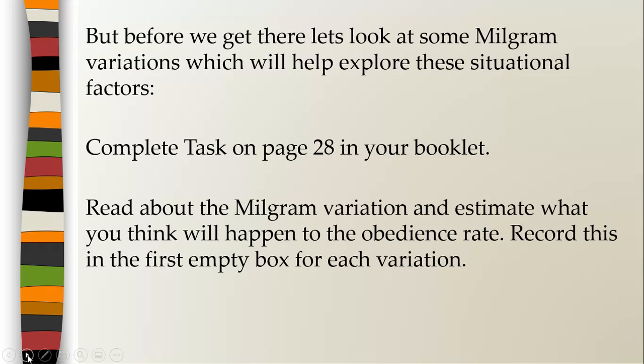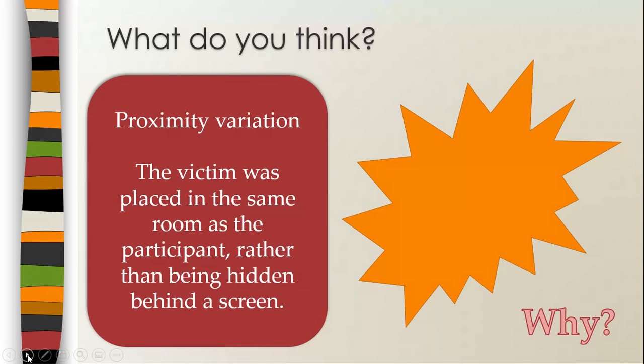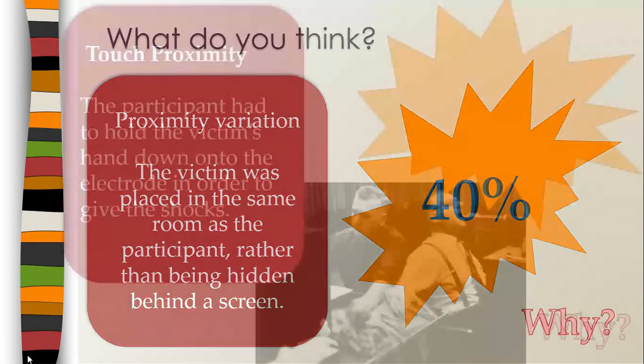So once you've estimated, in the proximity variation, where the victim is placed in the same room as the participant, obedience dropped to 40%. So we're comparing all of these to Milgram's original obedience level of 65%. So there's a drop to 40%. So that is a case of reduced proximity. So the closer you are, the less obedient you'll be.